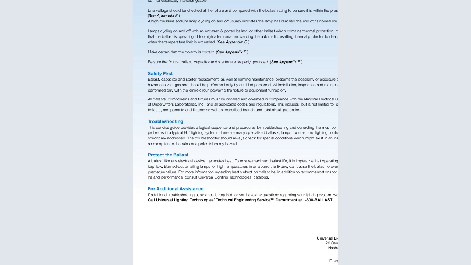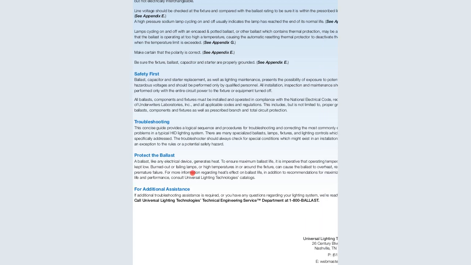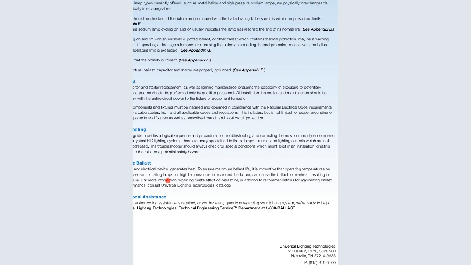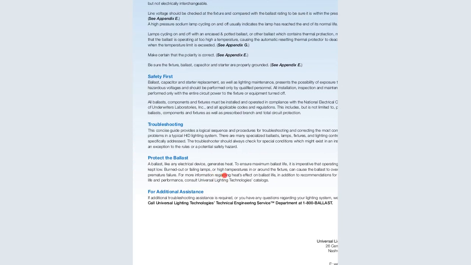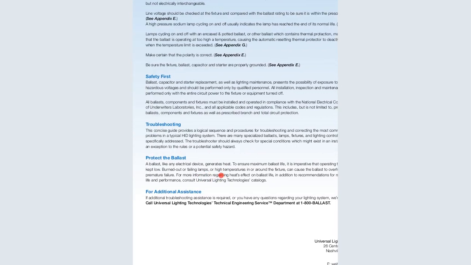Remember, we are doing troubleshooting and maintenance. In maintaining, you want to make sure that this lamp does not go down totally. In troubleshooting, in case there is some problem or some sign of a problem, you check where the problem is. This concise guide provides a logical sequence of procedures for troubleshooting and correcting the most common problems in a typical HID lamp system.